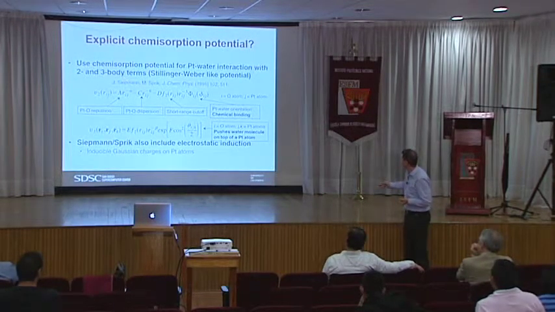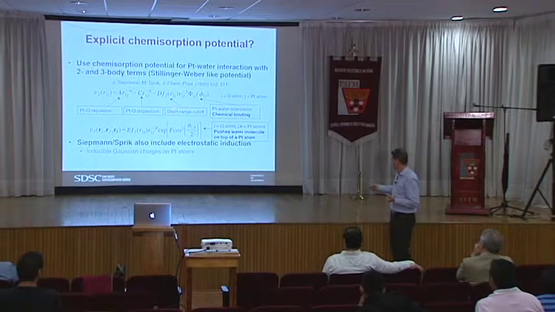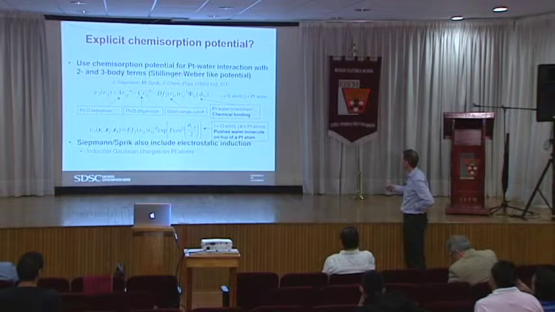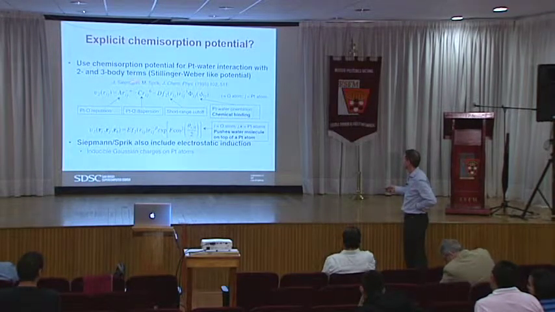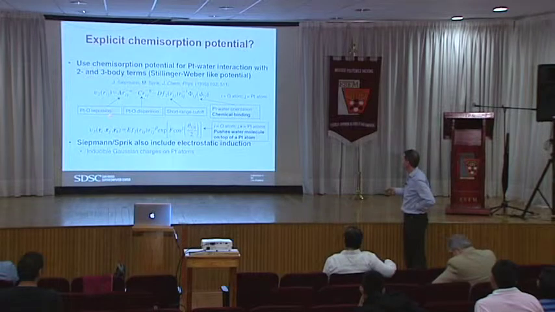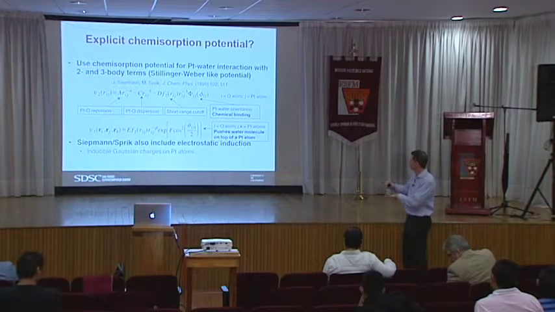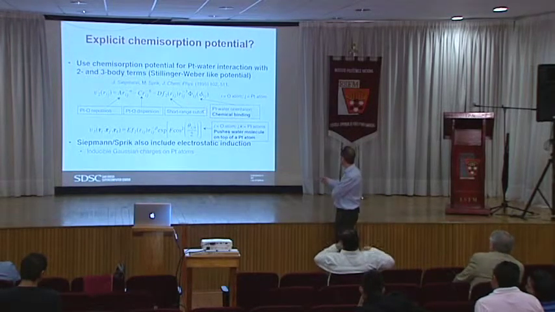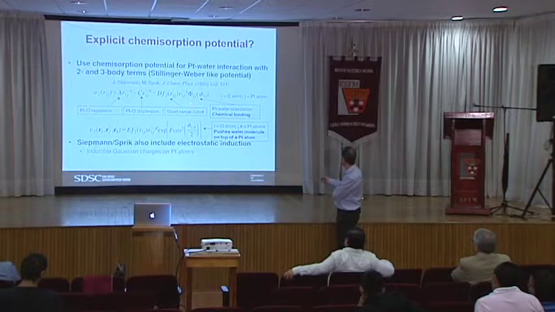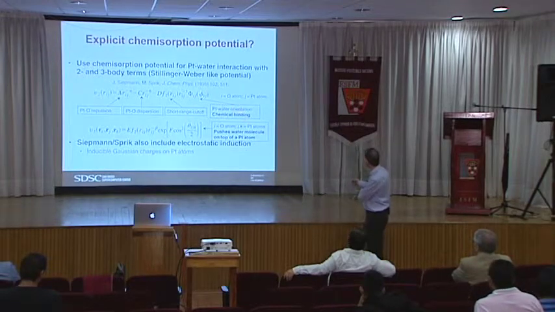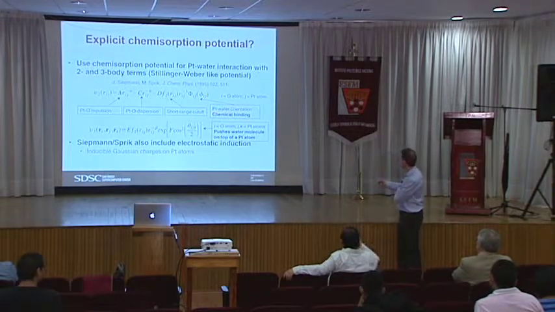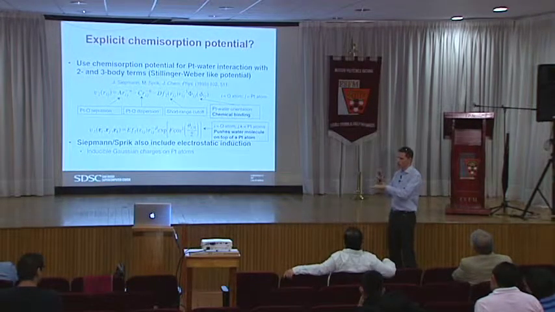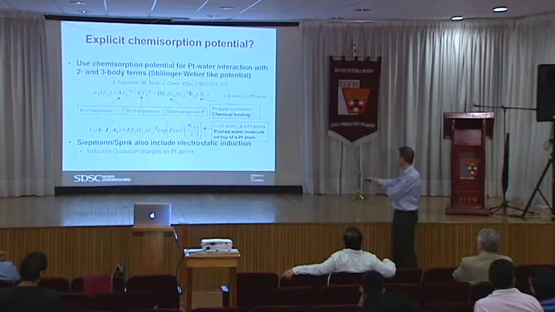What about an explicit chemisorption potential then? There have been previous efforts, and for instance, a Stillinger-Weber-like potential was developed by Siepmann and Sprik in the 90s, where you have a repulsive term between platinum and oxygen atoms, a dispersion contribution, of course, and then here a term that depends on the platinum-water orientation. So this contains the dipole moment of the water molecule and the platinum, so it helps orienting the water molecules on the surface.